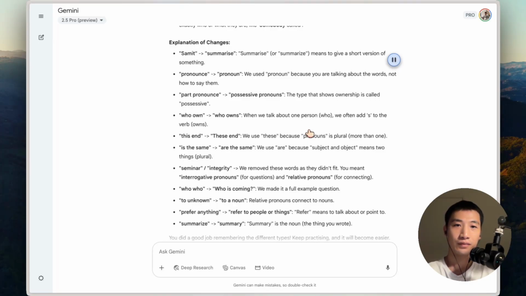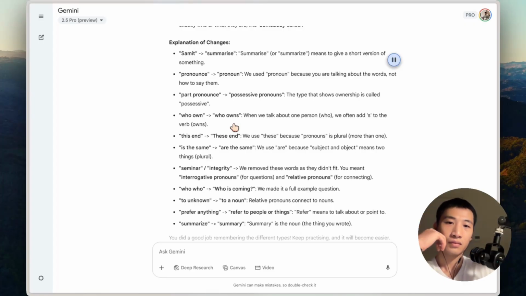When we talk about one person, who, we often add s to the verb own. Who owns. Then, these end: we use these because pronouns is plural, more than one. Then, is the same to are the same: we use are because subject and object means two things, plural.